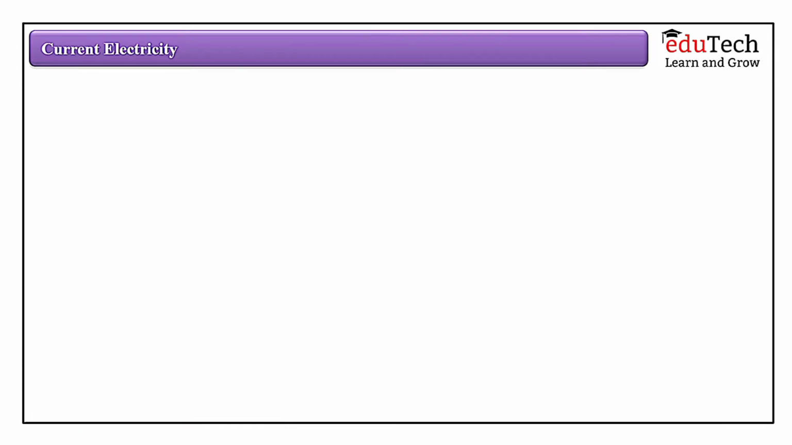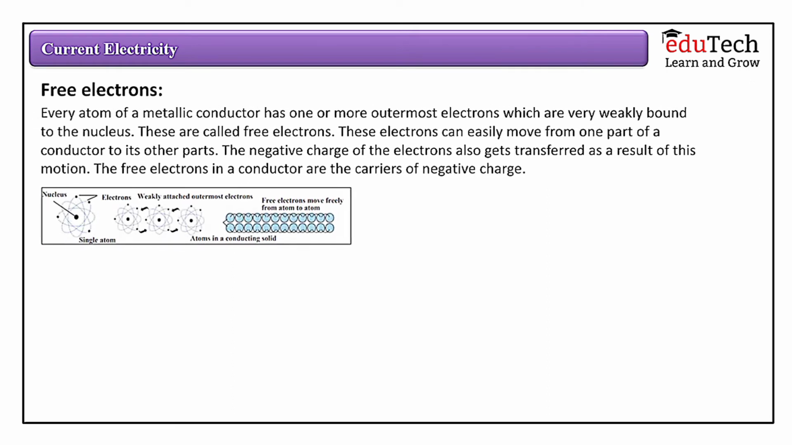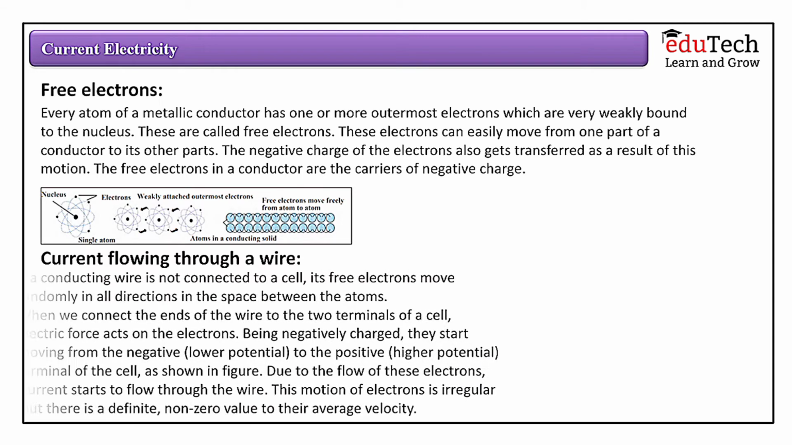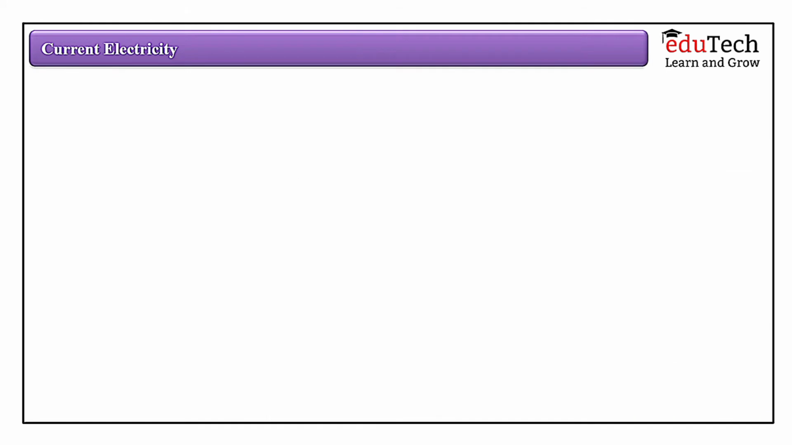Now we will see what are free electrons, in which materials free electrons are present, that is in conductors, and how they travel. When the free electrons move from one terminal to the next terminal, the flow of free electrons is called electric current. So how does the electric current flow in a conductor? We will see this.